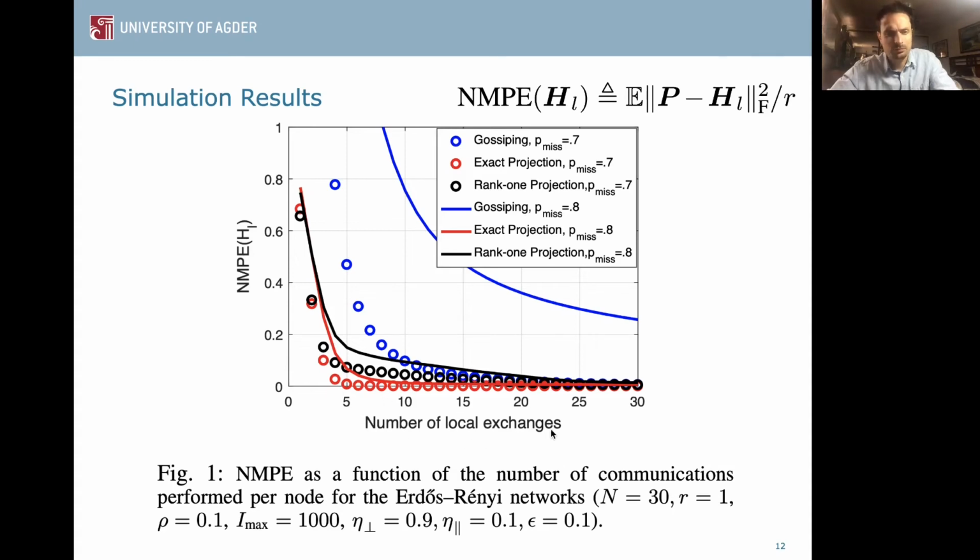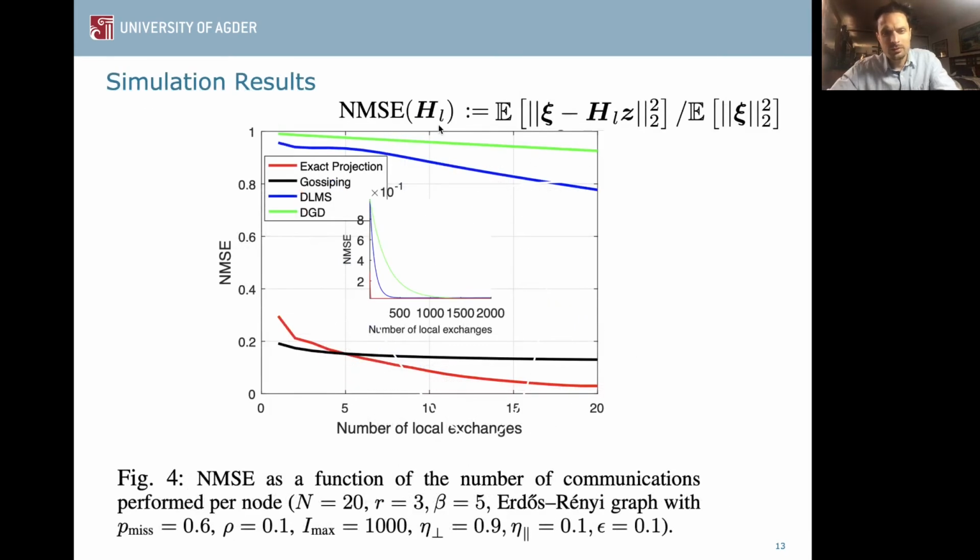local exchanges. And this is a comparison of the normalized mean square error, right, which is defined as the relative error in the projection. Okay, so here we see that the proposed method in red converges faster, or even much faster than these alternatives in the literature.